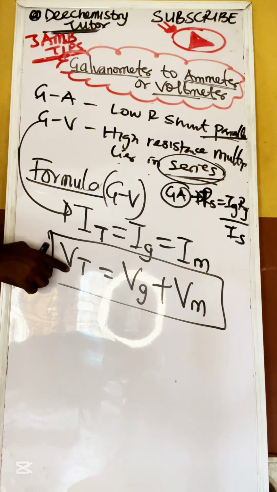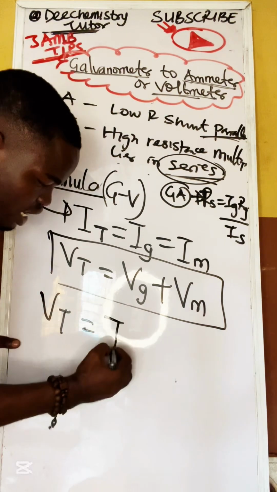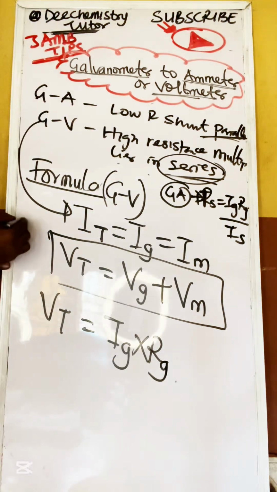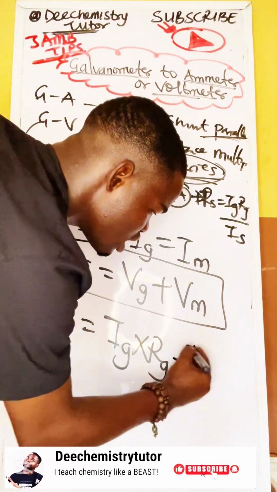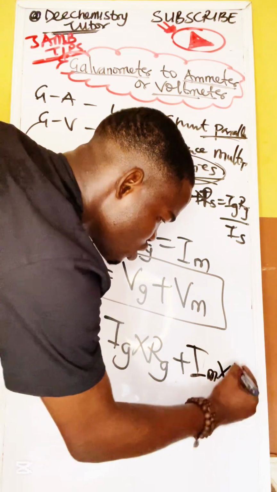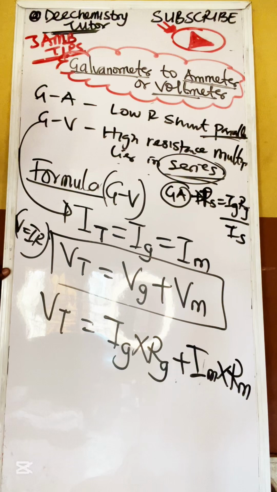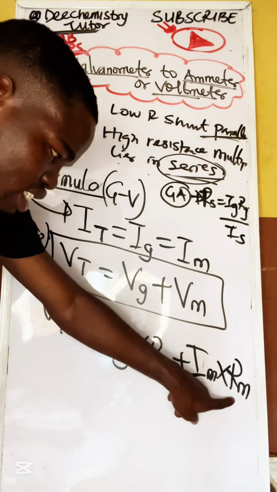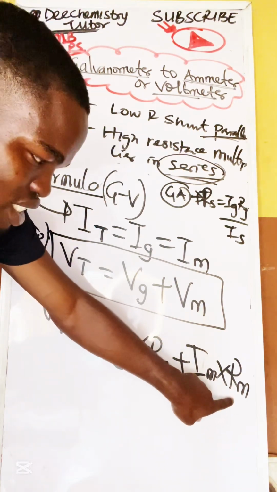How? This V total can be equal to what? IG times RG. Don't forget, we already established that V equals IR. Plus IM times RM, the resistance in the multiplier. Now, don't also forget that this is what I need, right? This is RM that I need because I have to calculate the resistance in the multiplier.